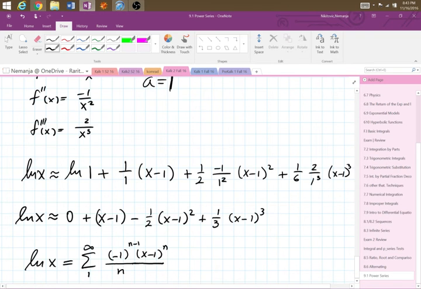So it's not n over n factorial? No, it's 1, 2, 3, 4, 5, 6. There it is, ln. And you can also put it into a sum.